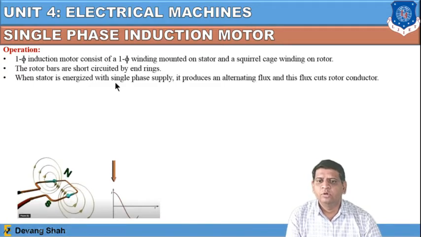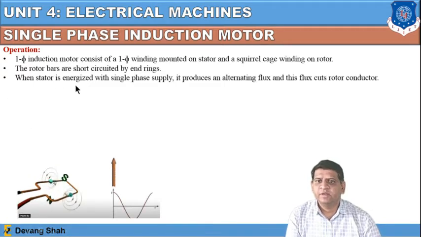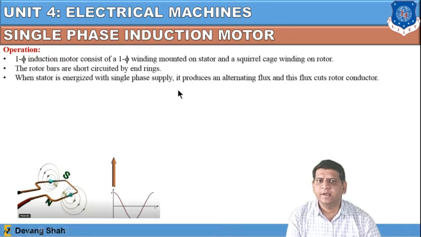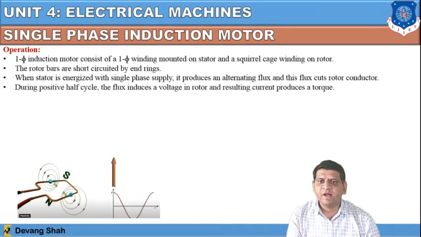So when the stator is energized with a single phase supply, it produces an alternating flux, and this flux cuts the rotor conductor. During this positive half cycle, as you can see in this video, the flux induces a voltage in the rotor and the resulting current produces a torque.